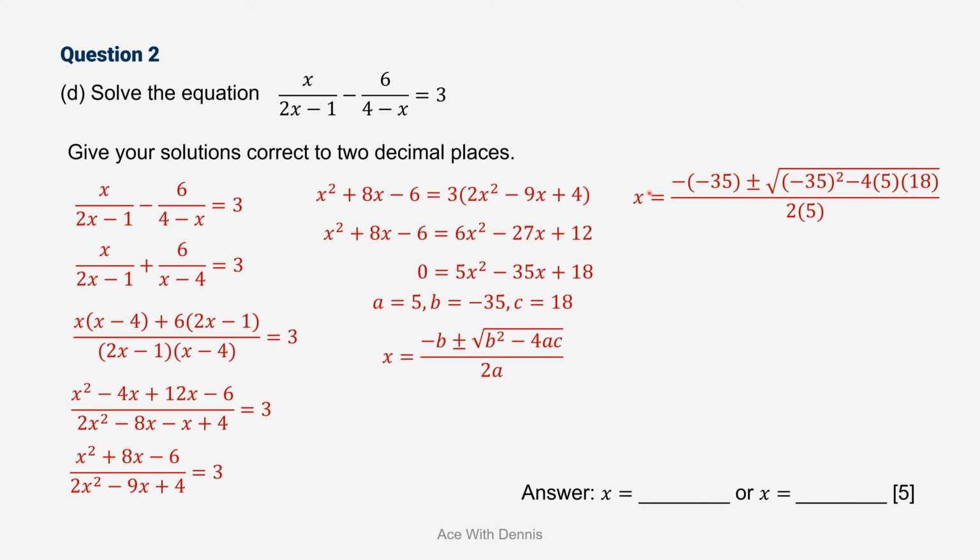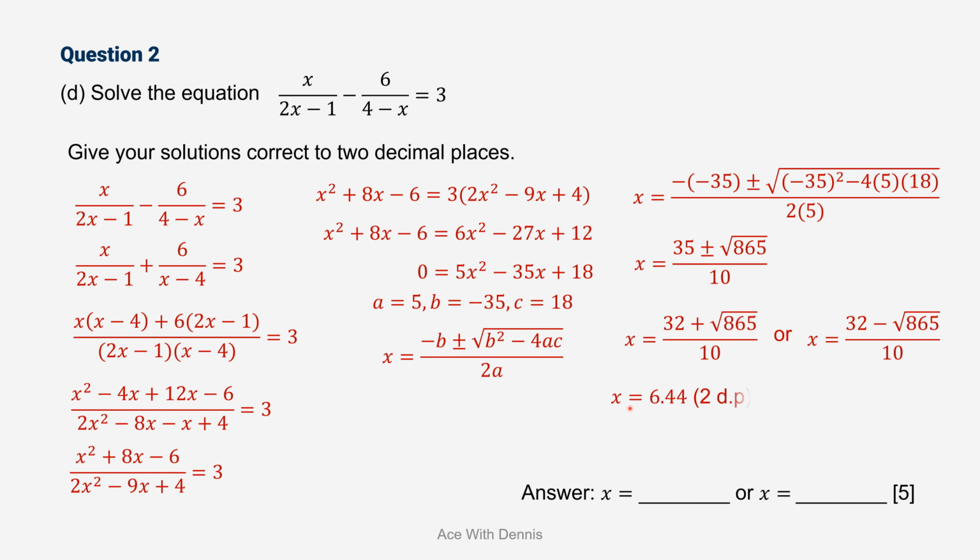Alright, so I will simplify this equation. I will get 35 plus minus square root of 865 divided by 10. They are solved separately, one is plus and the other one is minus. Then pressing the calculator, the first value I get is 6.44, rounded off to 2 decimal places because this is required by the question, or x equals 0.56, also to 2 decimal places. Hence, these two values will be the answers.